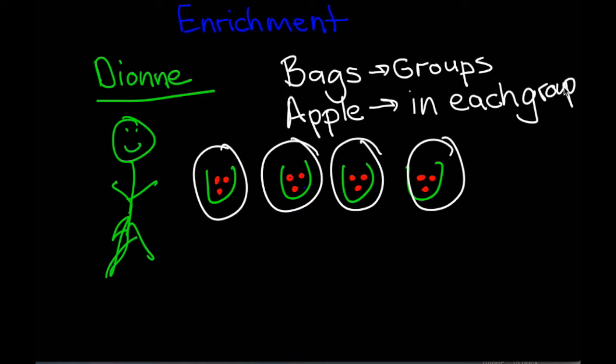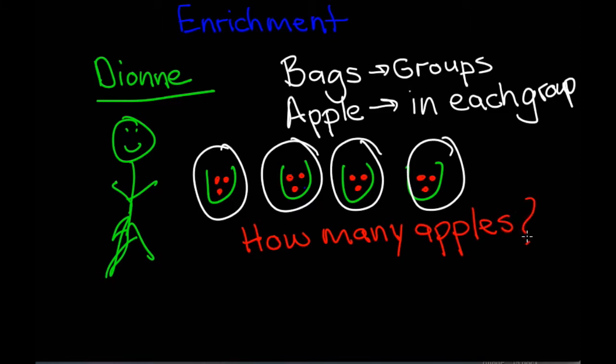So the question is, how many apples does Dion have? Take a minute and look at that and see what you can do to figure that out. Well, I could just add them up, or I could count them one by one. 1, 2, 3, 4, 5, but that's going to take a long time, especially when I get to bigger numbers.